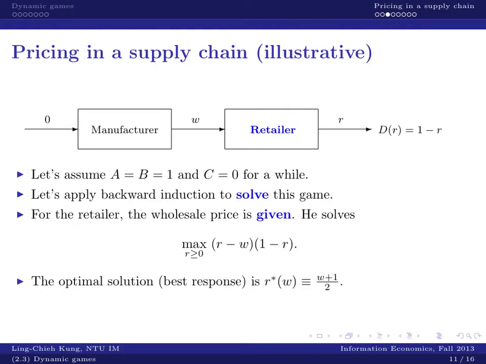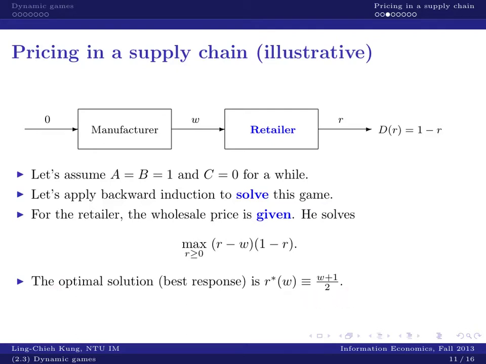For the retailer, the wholesale price is given, fixed to W. The manufacturer announces the wholesale price and cannot change it anymore. The retailer makes her decision by observing this wholesale price. So the retailer will solve this problem: I'm trying to find a retail price to maximize my profit. This part is my profit margin, and this part is the total quantity I may sell. Quantity times margin. The optimal solution can be found to be (W plus 1) divided by 2.